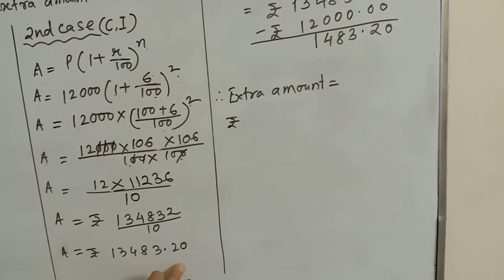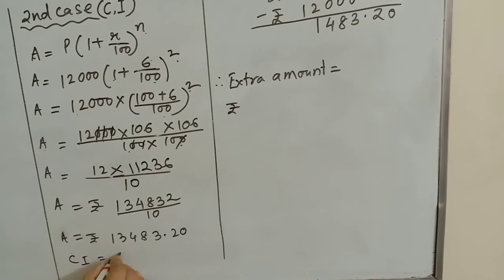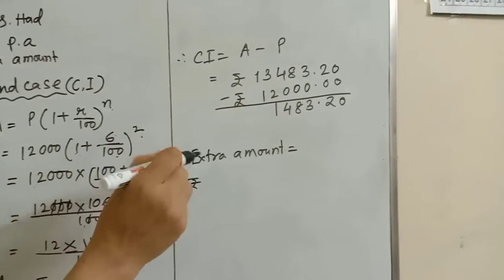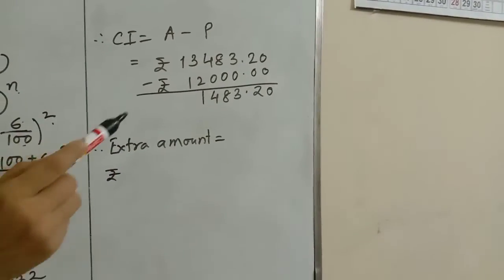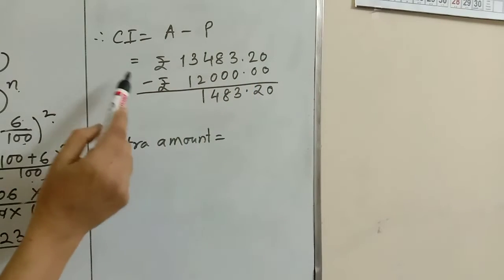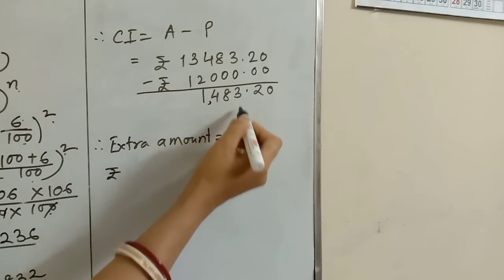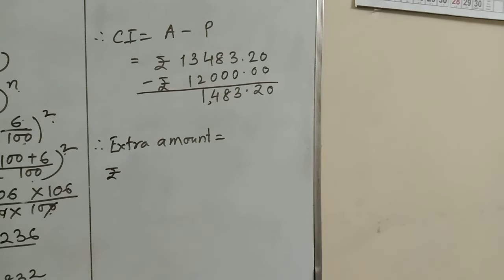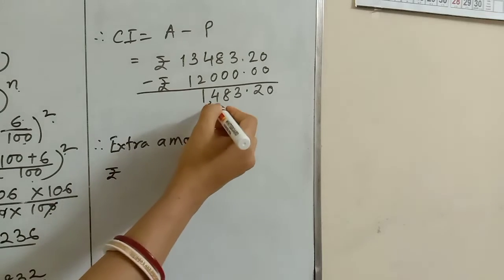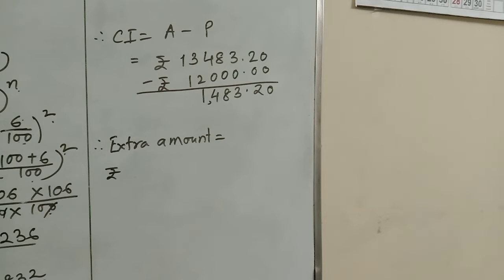Now this is the amount. Now you have to find the compound interest, and you know that compound interest is equal to amount minus principal. So find the compound interest here. Amount is 13,483.20 and principal was 12,000. So subtract this, and you will get 1,483.20. Previously it was 1,440 for simple interest, and here it is 1,483.20.